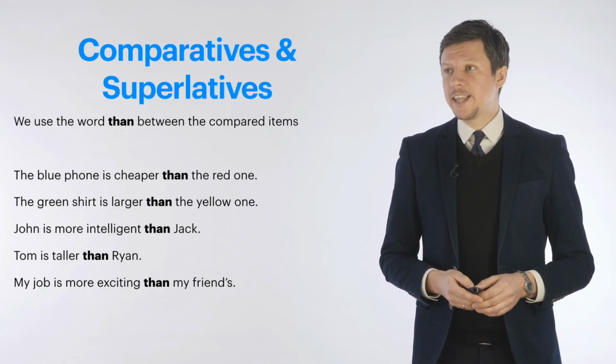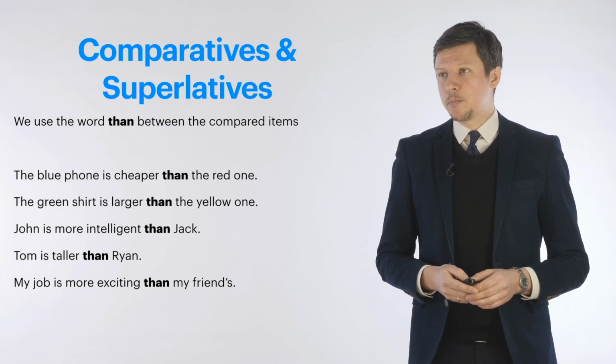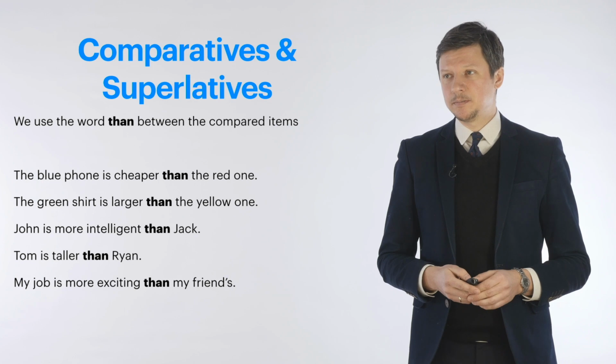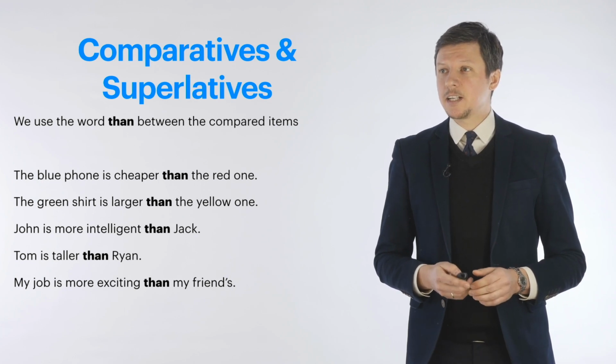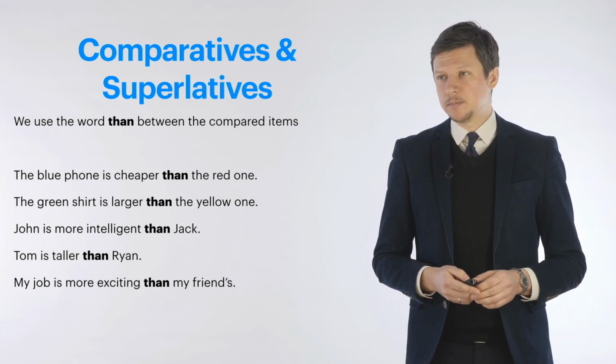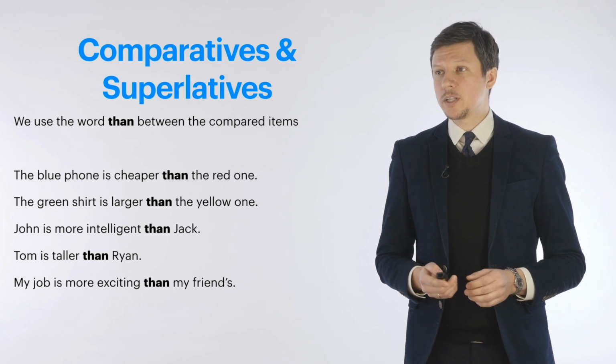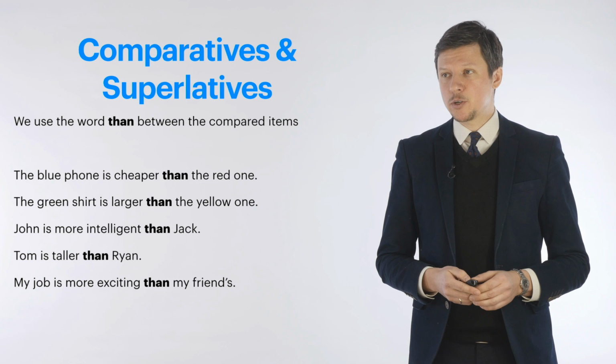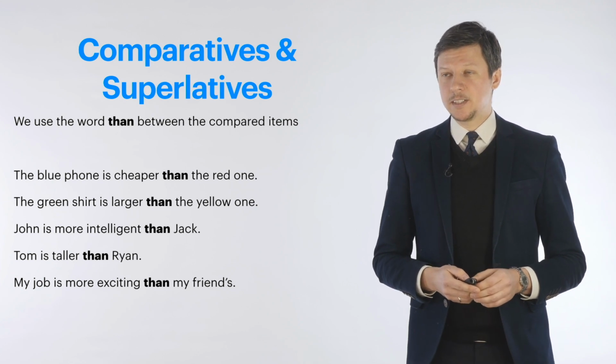We use the word than between the compared items. The blue phone is cheaper than the red one. The green shirt is larger than the yellow one. John is more intelligent than Jack. Tom is taller than Ryan, and my job is more exciting than my friend's.